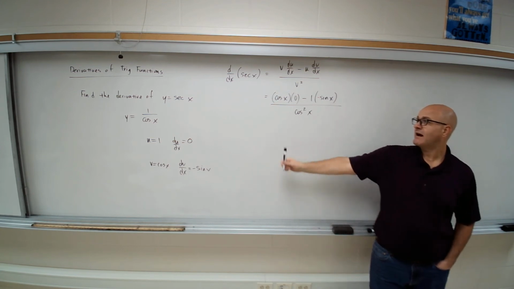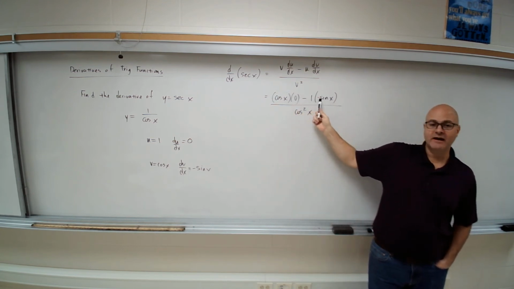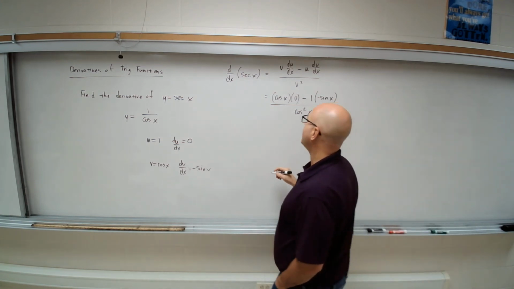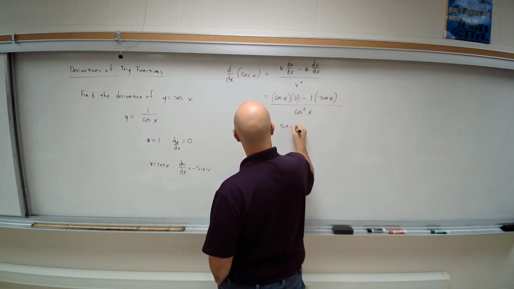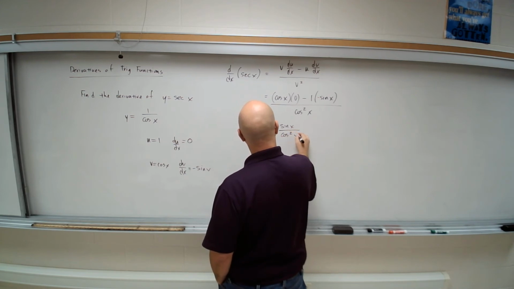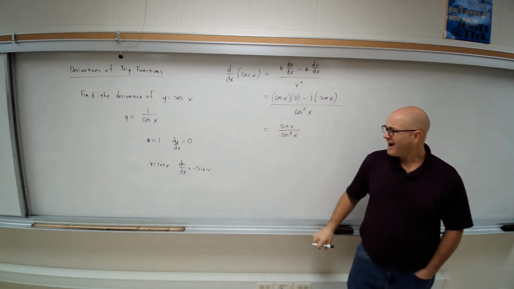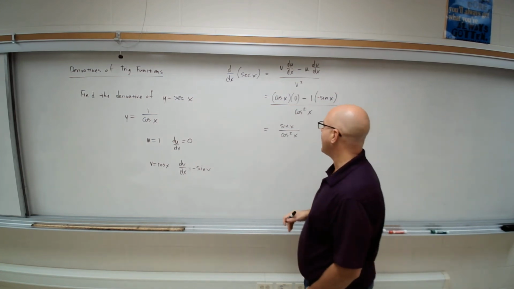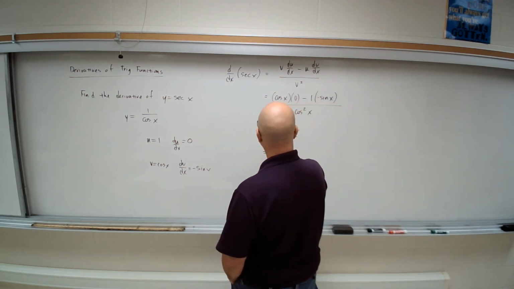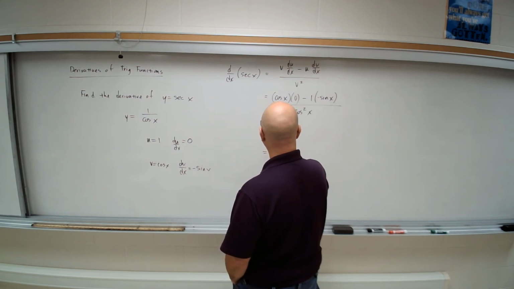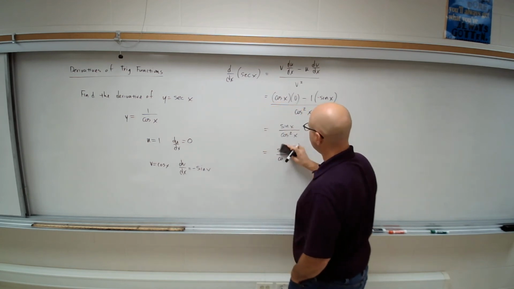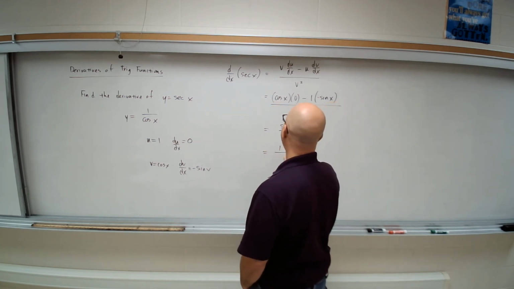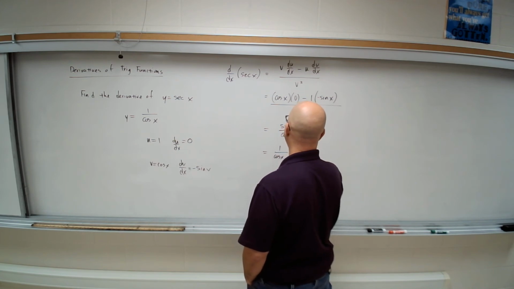Okay, so with this, obviously this just goes away, and this is a negative times a negative, right? So what you'll see here is the sine of x over the cosine squared of x, which is not wrong, but you never see it that way. You always see it rewritten as 1 over the cosine of x times the sine of x over the cosine of x.